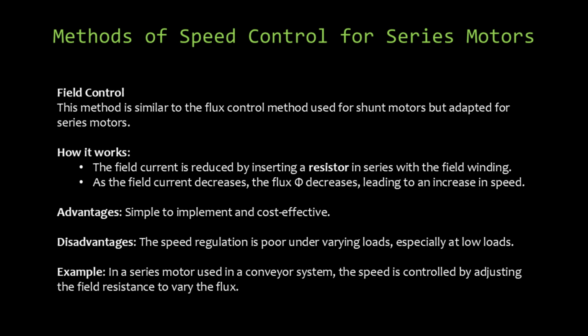Field control in series motors involves inserting a resistor in series with the field winding to reduce field current. As field current decreases, the magnetic flux diminishes, leading to an increase in motor speed. While simple and cost-effective, this method has limitations. Speed regulation can be poor under varying loads, especially at low load conditions, making it less reliable for precision applications.